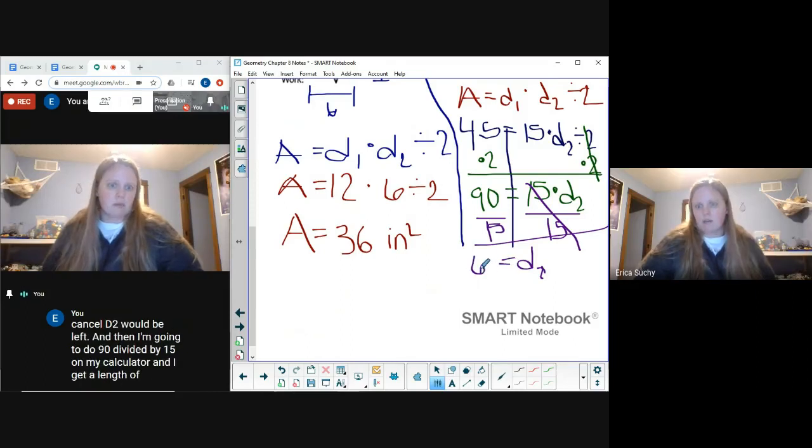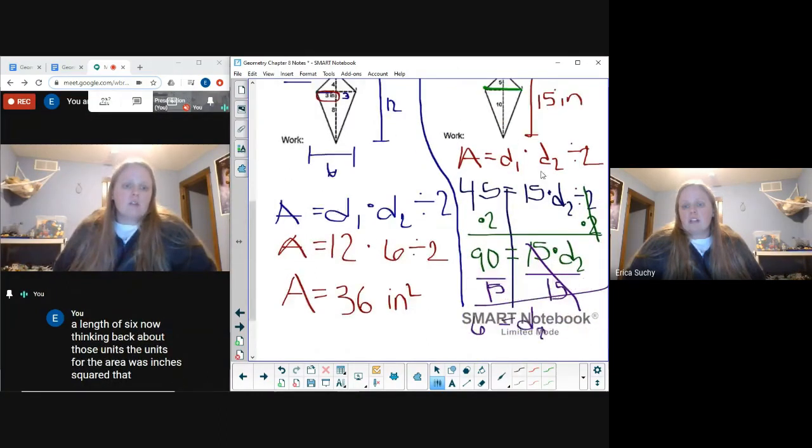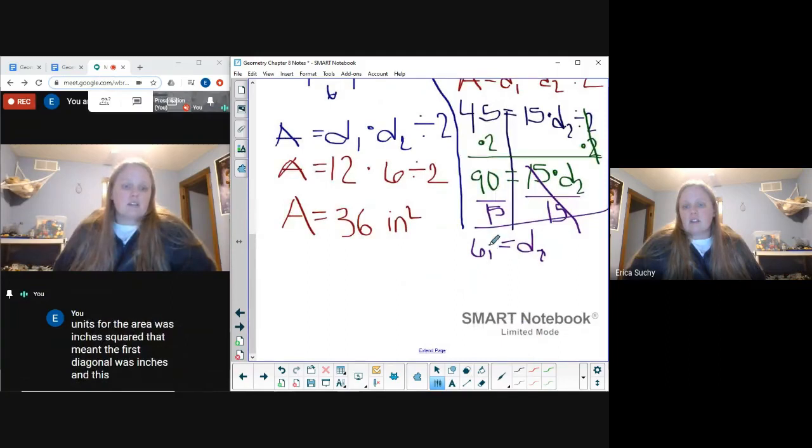Now thinking back about those units, the units for the area was inches squared. That meant the first diagonal was inches, and this second diagonal is also inches.